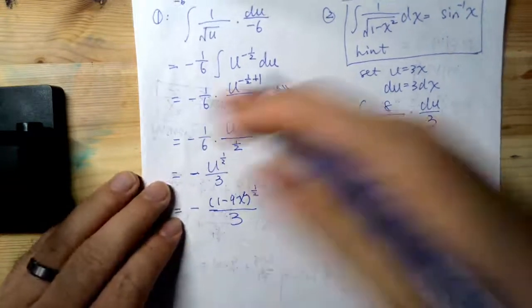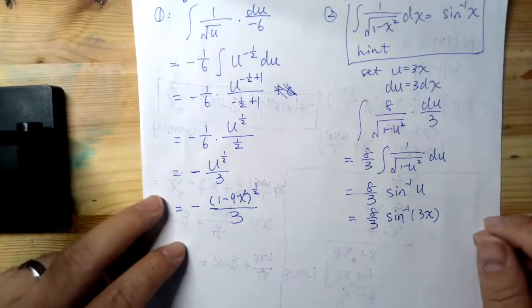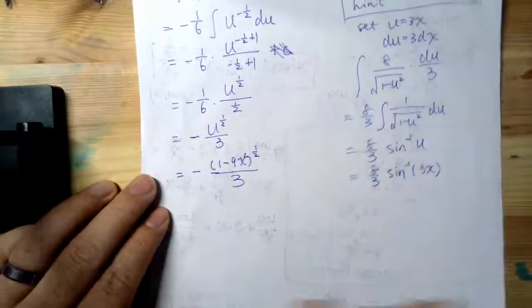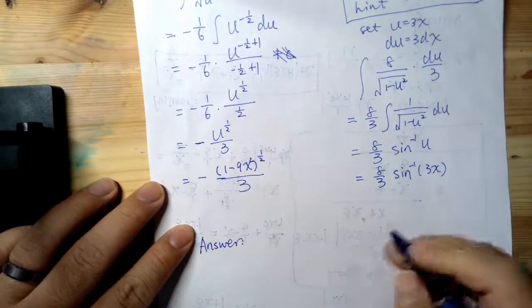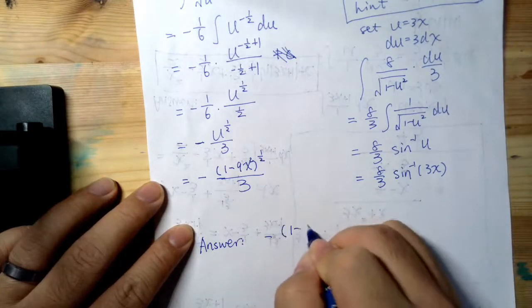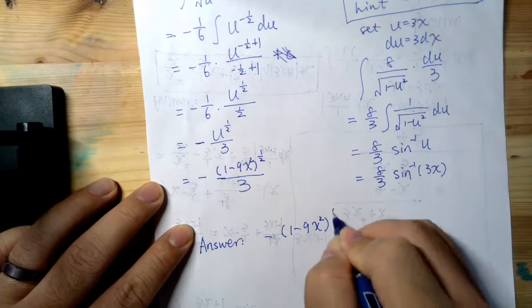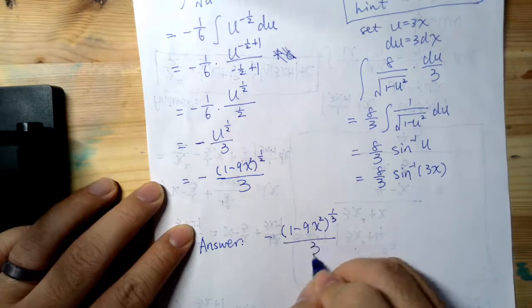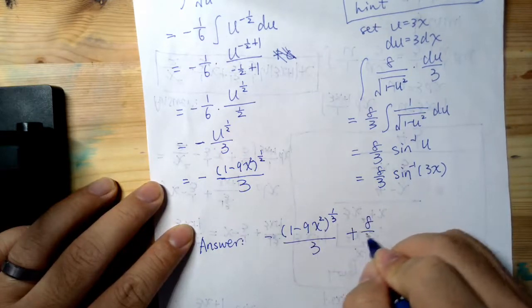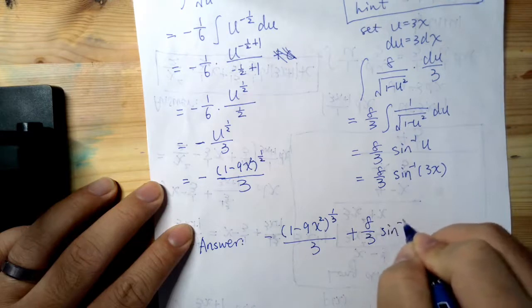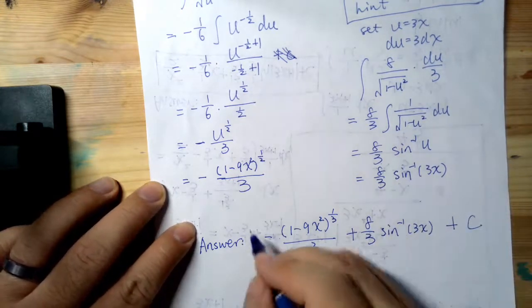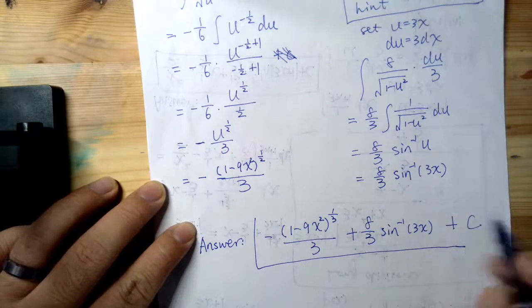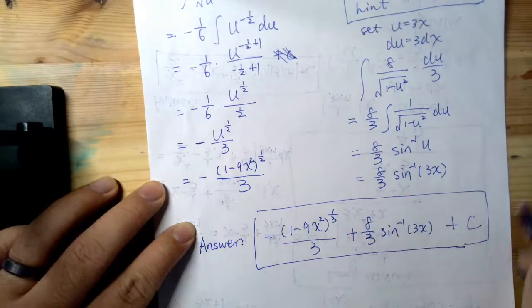Okay. So that almost finishes the problem. So the final answer for this is going to be negative 1 minus 9x squared to the power half over 3 plus 8 over 3 sine inverse of 3x, and then plus an arbitrary constant c, and then that is our final answer for this problem.